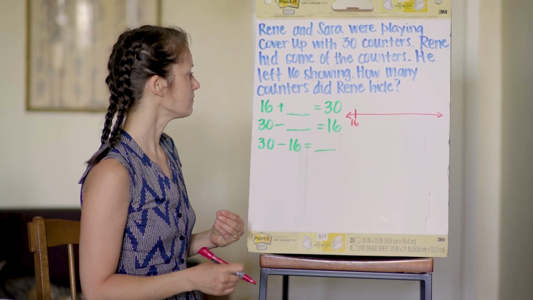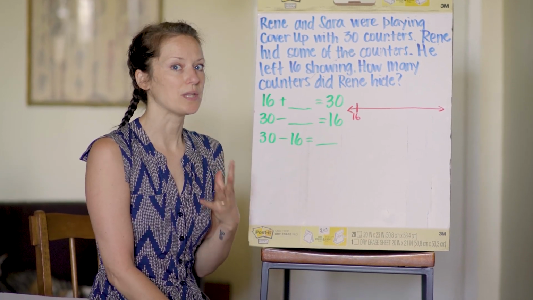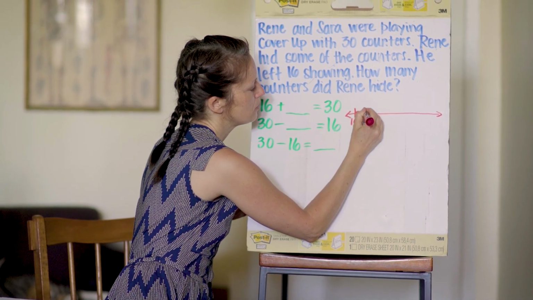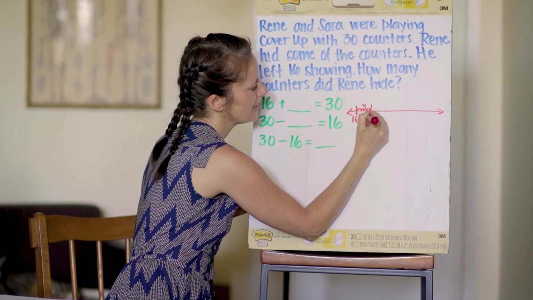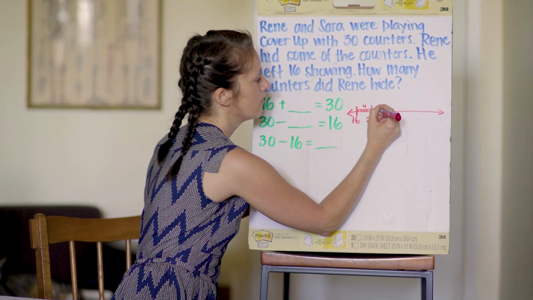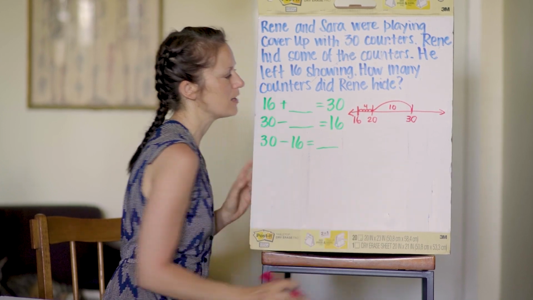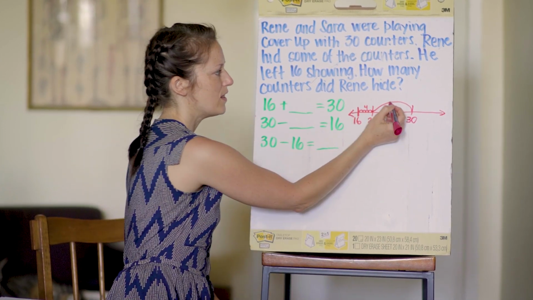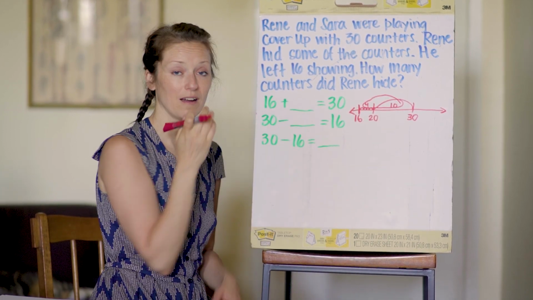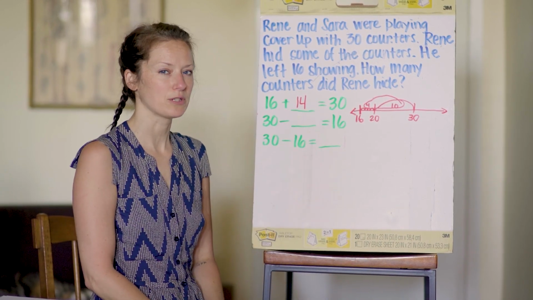But how many did he hide? So the first way that I could do this, I need to find a friendly number. I know that 16 is 4 away from 20. So I could jump 1, 2, 3, 4, and that gets me to 20. That's a much friendlier number for my brain. And I know then all I need to do is jump 10 more, and that gets me to 30. So if we put these two together, 10 plus 4, there were 14 counters. So he hid 14 counters.